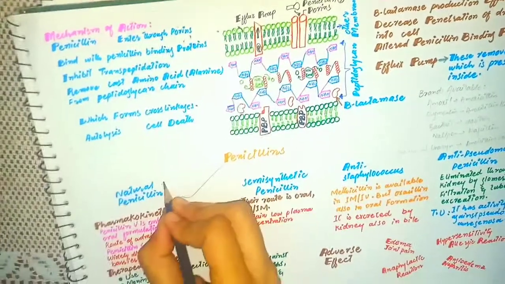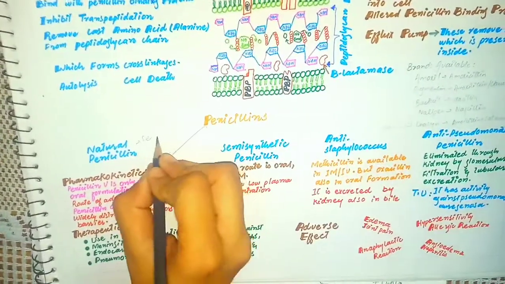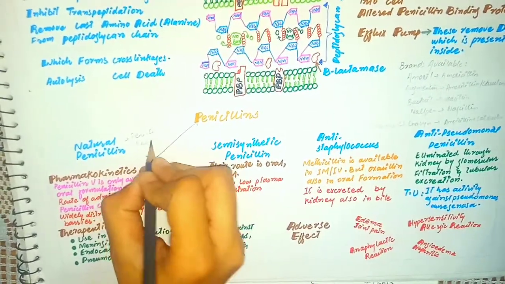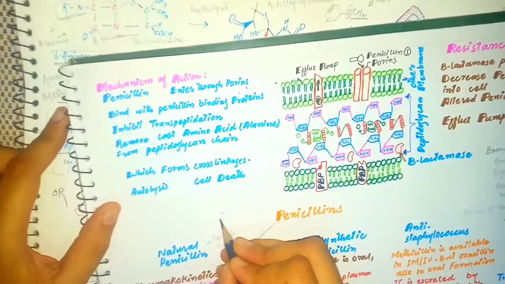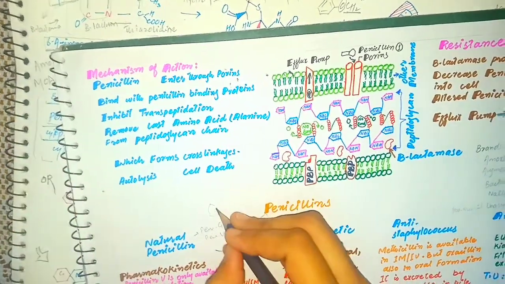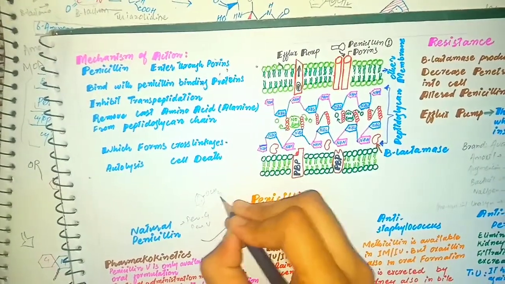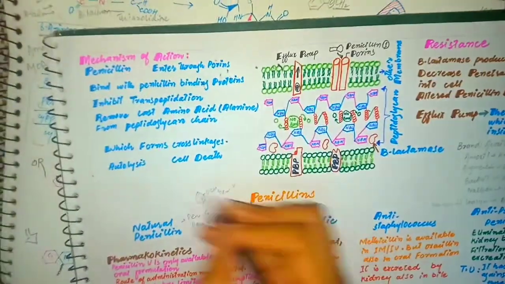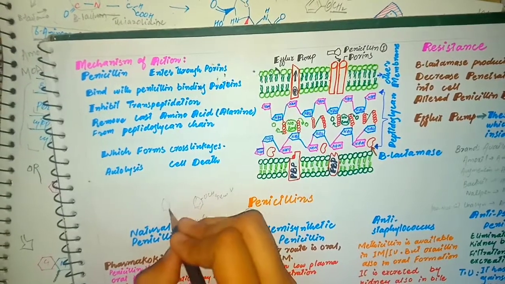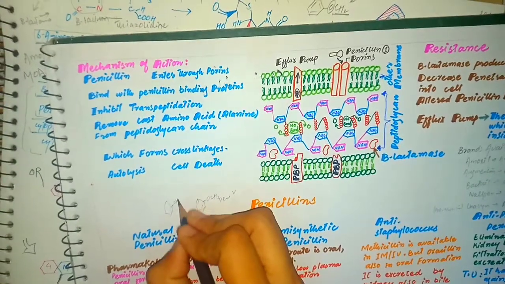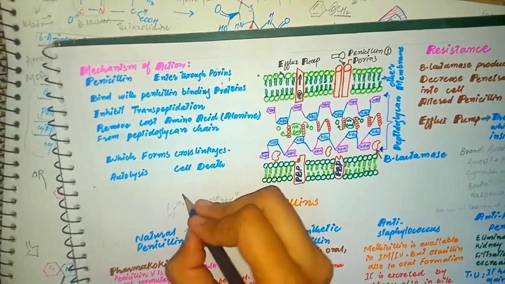And now, if we come to the natural penicillins, these are penicillin V and penicillin G. Penicillin V consists of a side chain, as we already discussed, in which a benzene ring is attached to OCH2, and if the O is eliminated in this R structure, then it will be penicillin G.